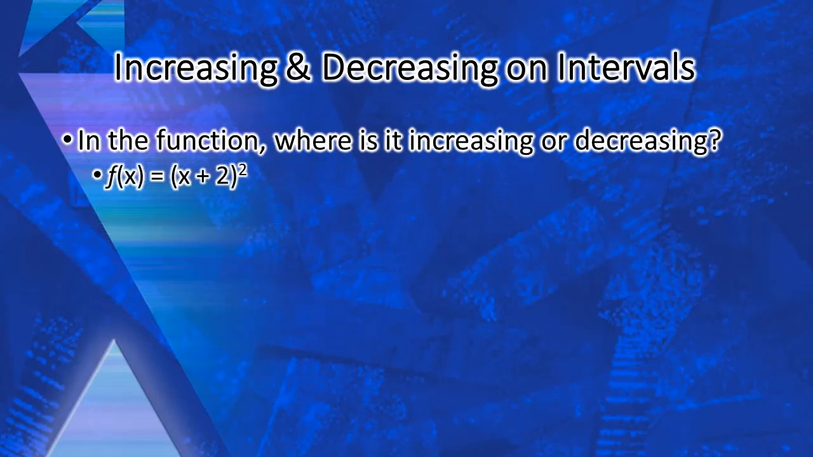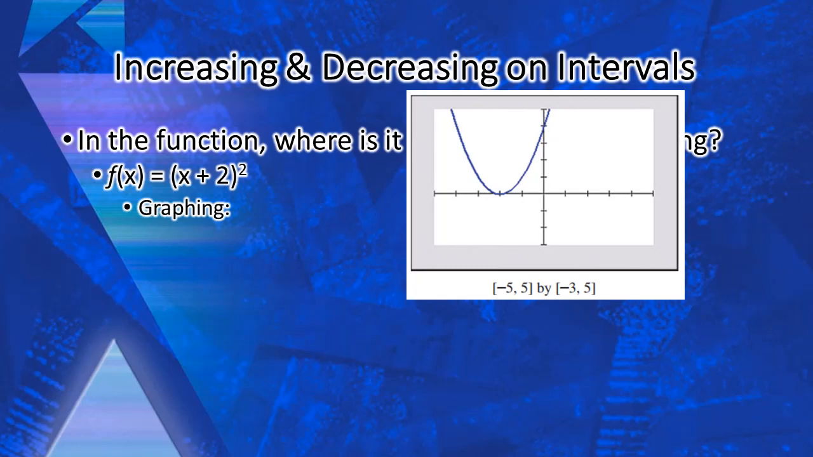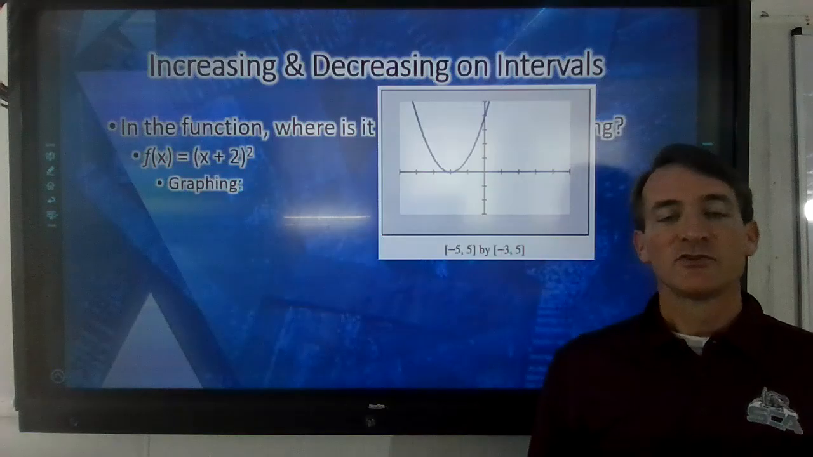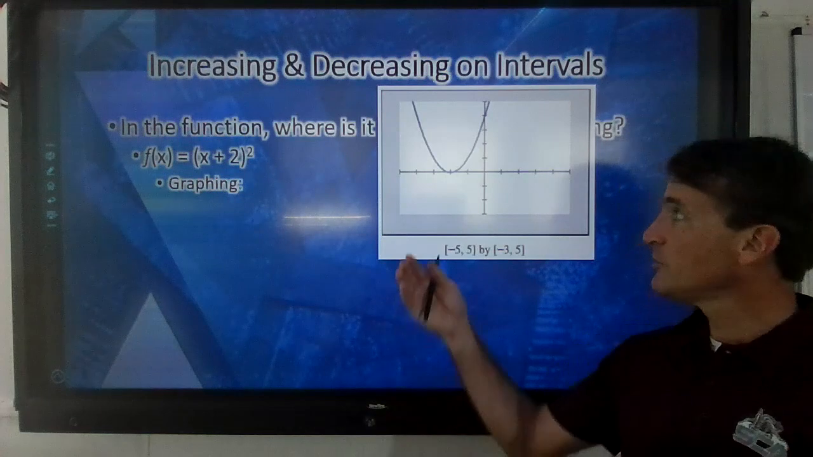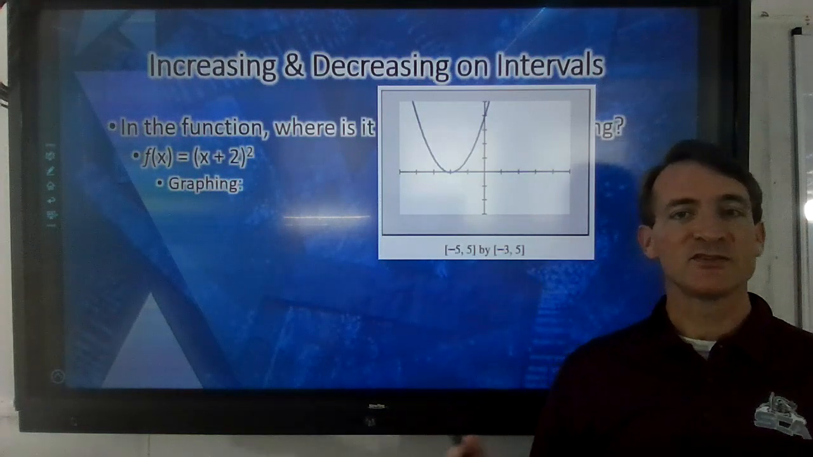So in this function, where would it be an increasing or a decreasing portion of our function? We are going to begin by graphing the equation. So here on the board is the graph. If we are looking at the portion that is increasing, it appears as though at -2 we have our vertex. So at -2 all the way out to positive infinity, it is increasing.